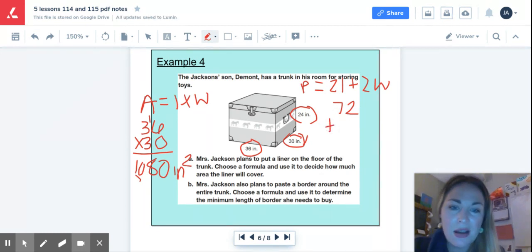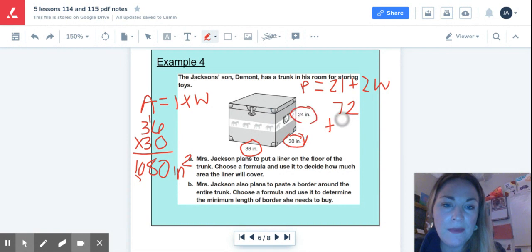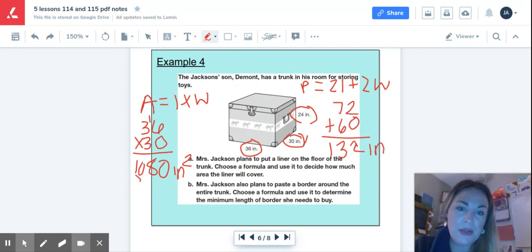Plus, our width here is 30. So 30 times 2 is 60. And we have 132, and these are inches. 132 inches. And remember, when you're doing perimeter, there's nothing squared. We're not filling the space. It's just inches. 132 inches of that border she needs to buy.